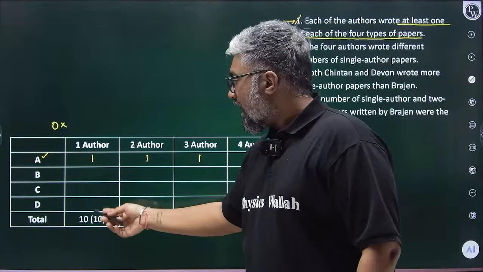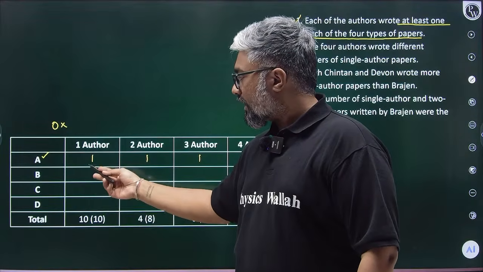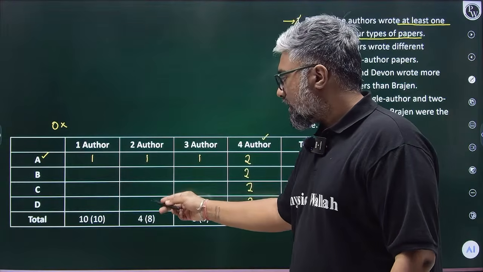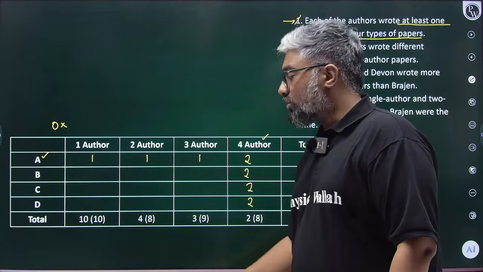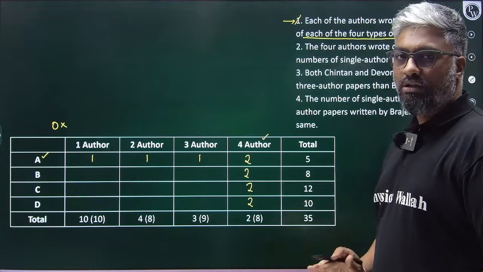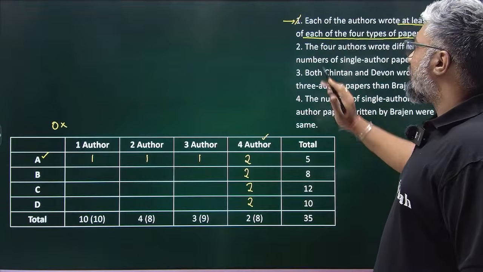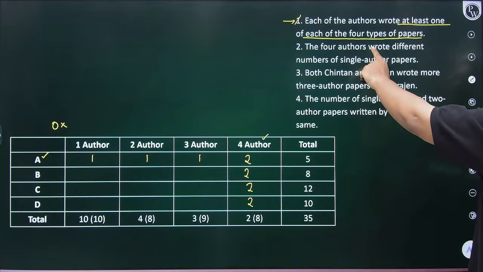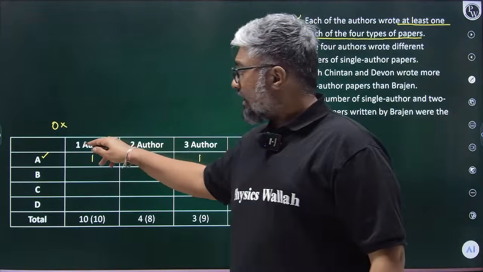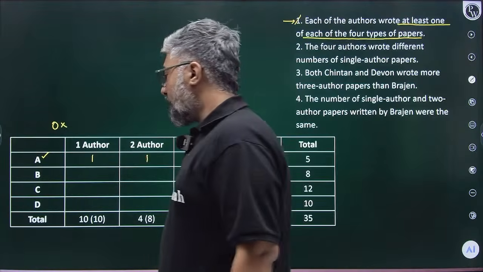So here I need to fill 9 more. Only then I can get a total of 10. Here I need to fill 7 more to get a total of 8. 8 more to get a total of 9. This is done. 4 author paper is sorted. Okay. Let's look at the second clue. The 4 authors wrote different numbers of single author papers. So single author papers were all different.